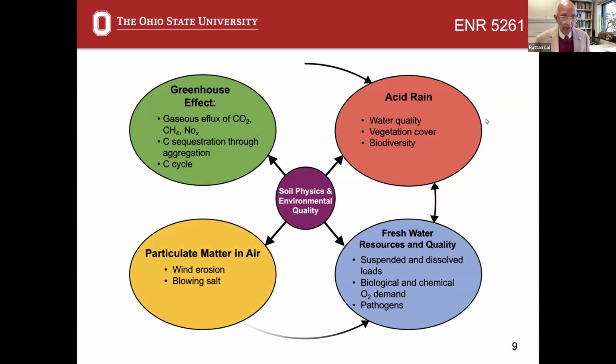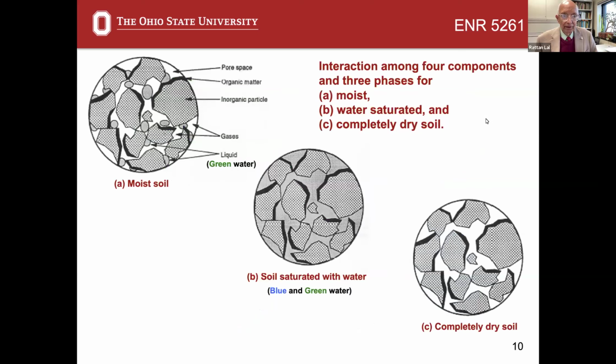And there are interactions amongst them. There's nothing by itself. They all interact. And this is the class, environmental soil physics. Climate change, water quality, hydrology, the properties of the water, properties of the solid substances, and air quality, air diffusion in relation to climate change.